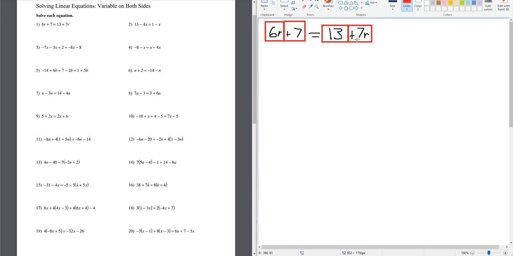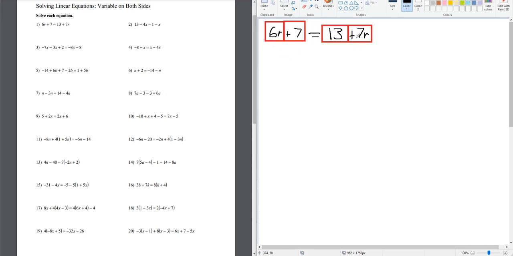I'm going to move my variable term to the left, and I'm going to move my constant term to the right. So that's just a preference. Again, it doesn't matter which way you go, as long as all your variables are on one side and all your constants are on the other. This is slightly different from what I was going over in class, but not too much. This is the step ahead of it.